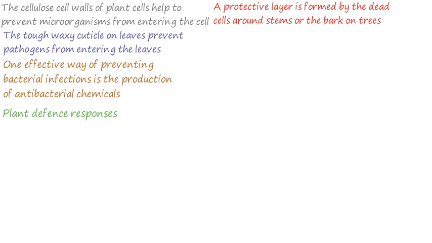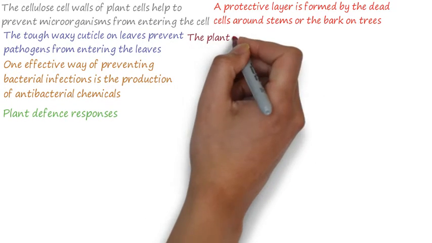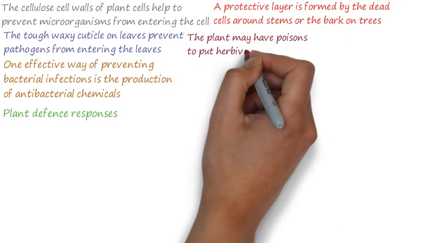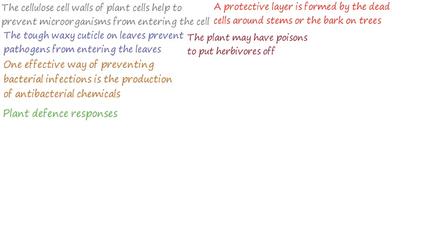Plants also have some chemical responses. One effective way of preventing bacterial infections is the production of antibacterial chemicals. These chemicals could be used to treat some bacterial diseases in humans. Another chemical response is used to deter herbivores from eating the plant. This chemical response involves the plant having poisons to put herbivores off eating them.